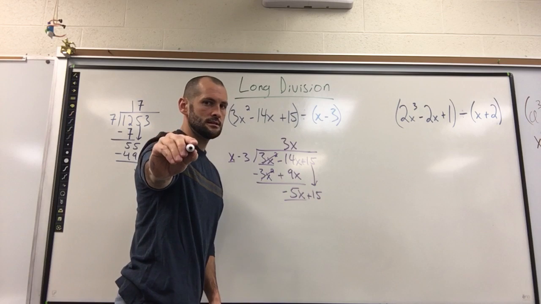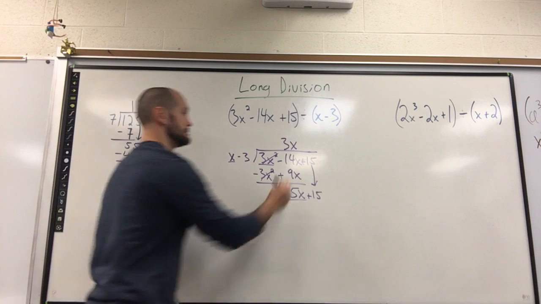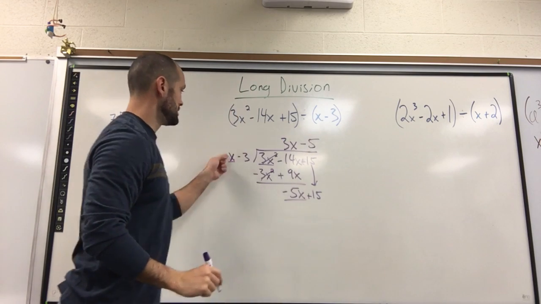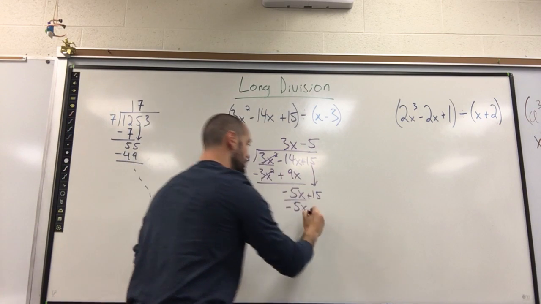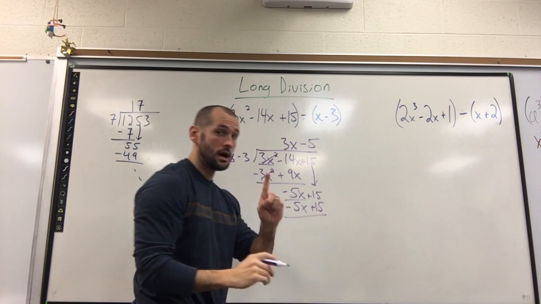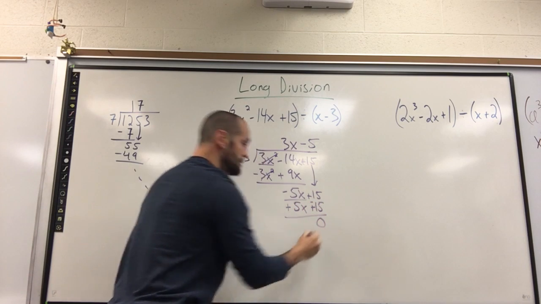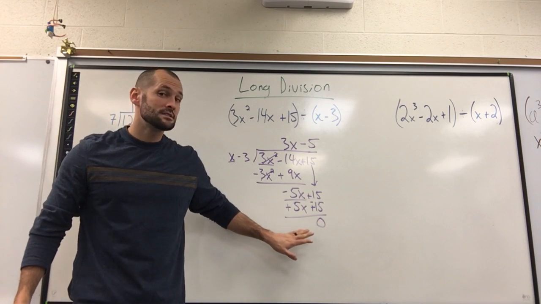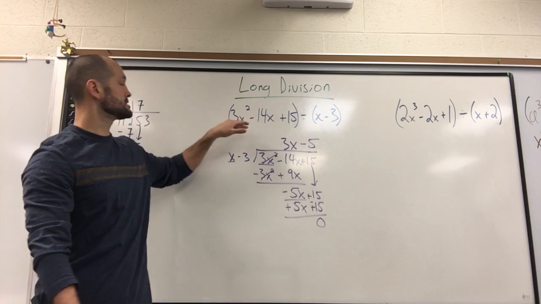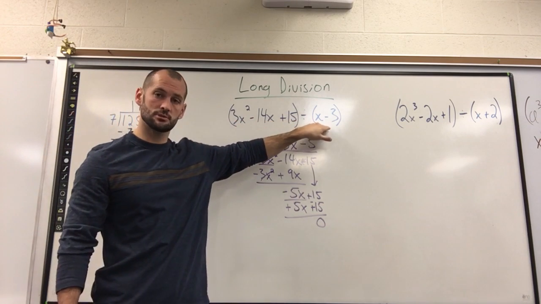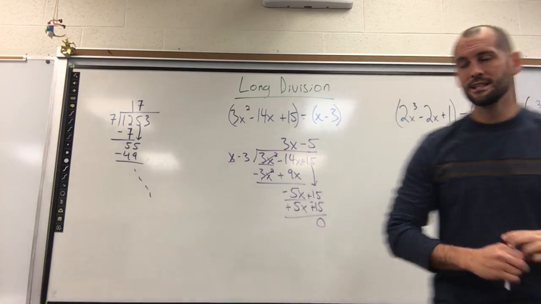Front. Say it. Good. x times what equals negative 5x? This one should be easier. Negative 5. Round the outside, we get negative 5x plus 15. Change the sign, that's right. You're left with nothing. We will have some remainders, we'll see one here in a second, but if there's no remainder, that's your answer. What is 3x squared minus 14x plus 15 divided by x minus 3? 3x minus 5.